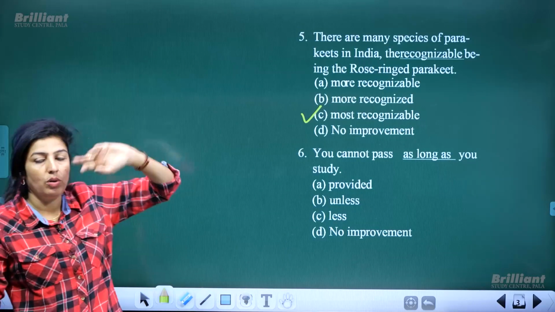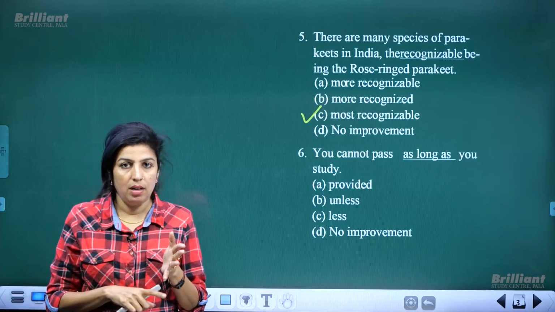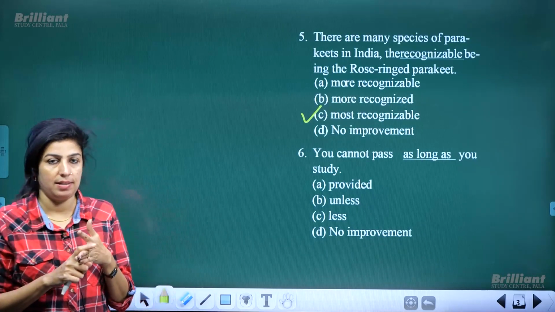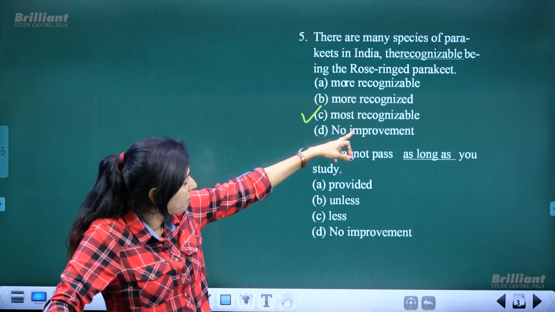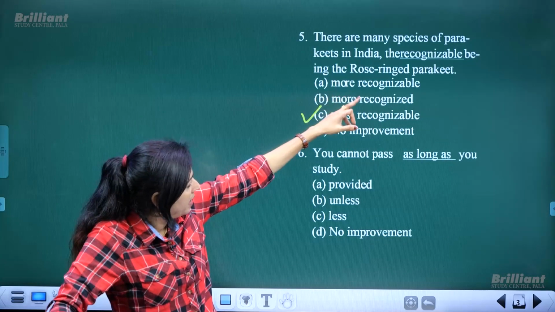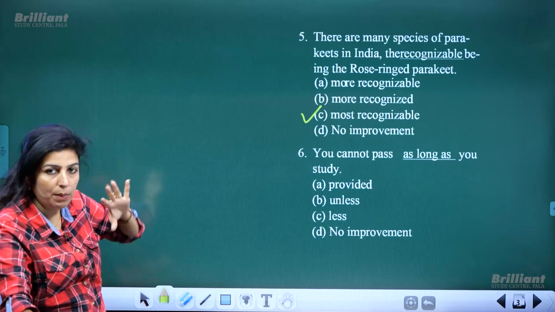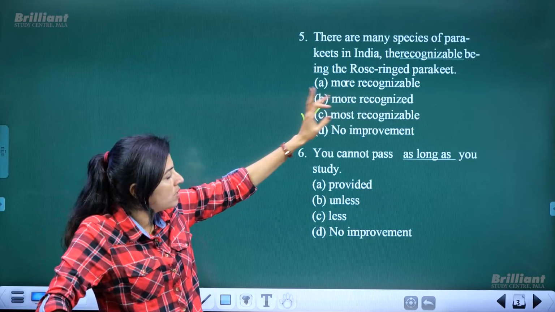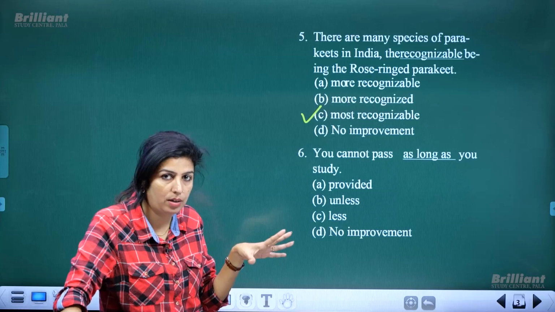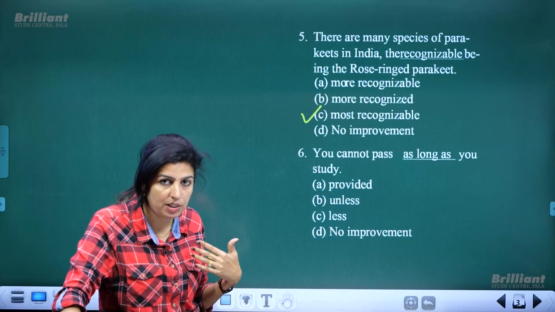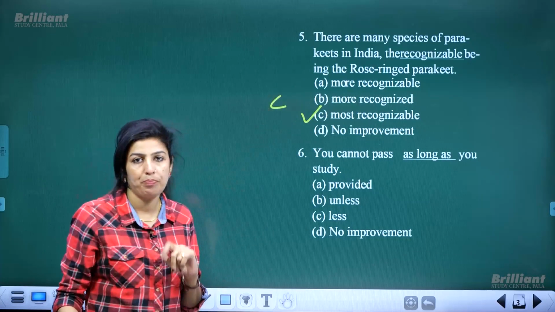When you compare things, you have three degrees of comparison. Positive degree is there, comparative degree is there, superlative degree is there. So in this sentence, you need to use the superlative degree: the most recognizable being the, that means out of all the parakeets available in India, this is the most recognizable one. So comparing with all, this is the perfect one. You have to use the superlative degree of comparison. So in that sense, option number C must be used to substitute the underlined statement.